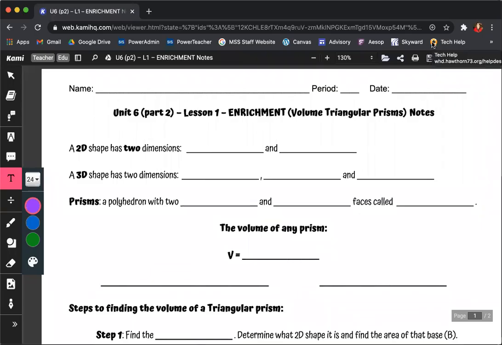All right, for this enrichment lesson, we are going to be looking at volume of triangular prisms. So we've already looked at the volume of rectangular prisms. It's very similar, just with one kind of different aspect.